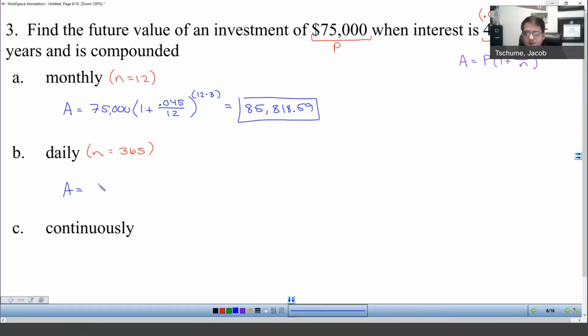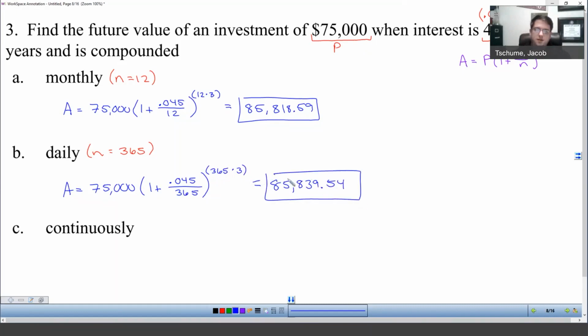So the problem will look very similar. You will take $75,000, multiply it by 1 plus your interest rate. Your interest rate doesn't change, but what does is this 365. So we'll divide your number by 365 instead, and then raise this to the 365 times the same T value, which is 3. Once again, I'm going to type this into my calculator. And I got a value of not much different. It is $85,839.54. So as you can see, the number of times you compound doesn't really make a huge difference. So based on this, if you compound every day versus every month, you'll make about an extra $21 over 3 years, which is not really a big deal.